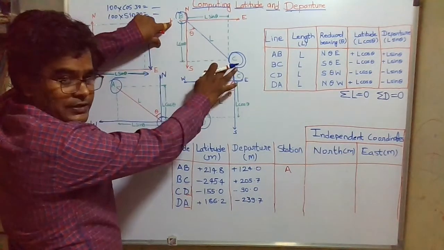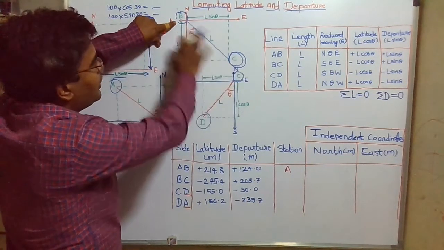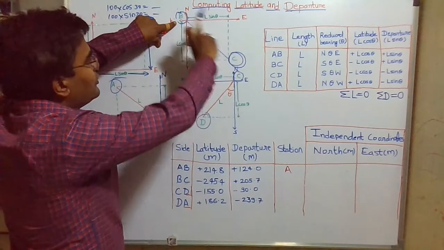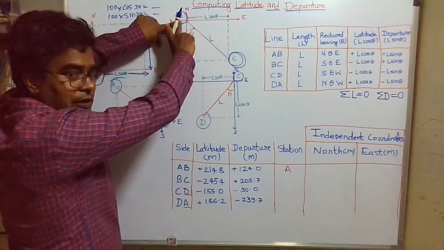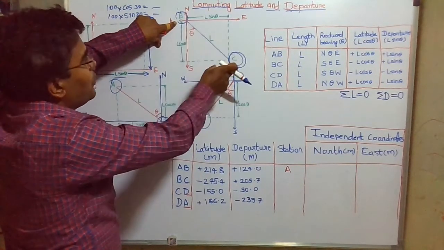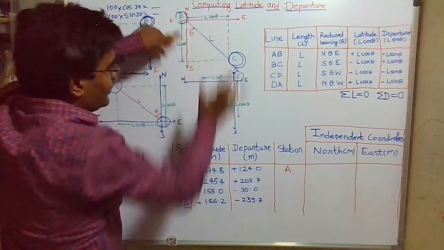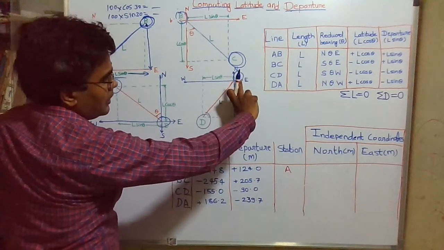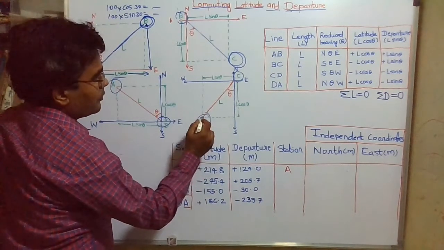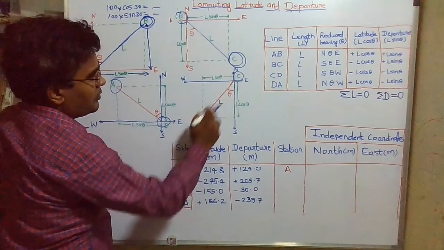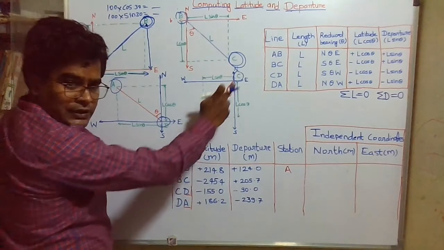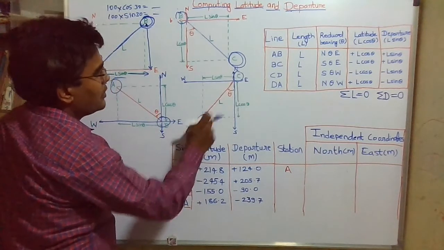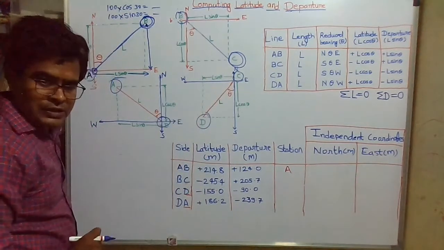Similarly, for BC, we get the latitude and departure, that is the distance of point C from point B in the south direction and the distance of point C from B in the east direction. Similarly, for the line CD, the distance of point D from point C in the south direction, and the distance of point D from point C in the west direction.